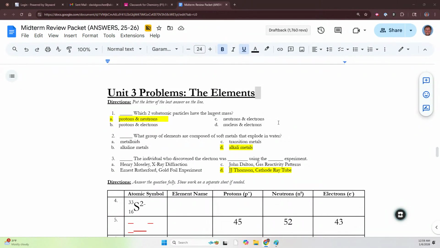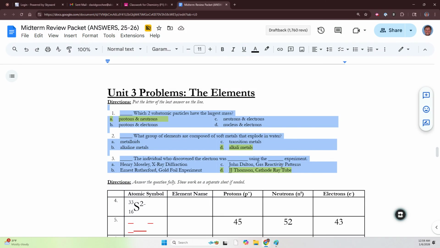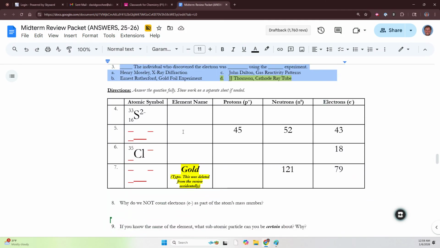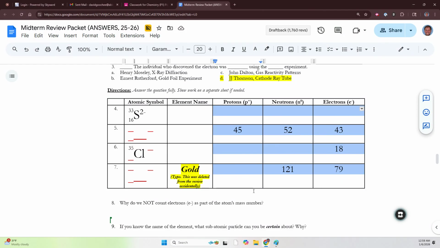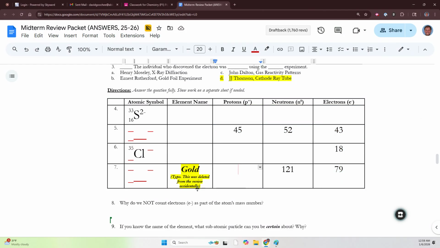Hi guys, Mr. Gucci here with your third midterm review video in which we go over Unit 3, the elements. Not many multiple choices here because the real focus was on the free response. So the first part is, let's fill out this chart here, in which I give you either the atomic symbol or element name or protons, neutrons, and electrons, and you have to fill in the blank spots.